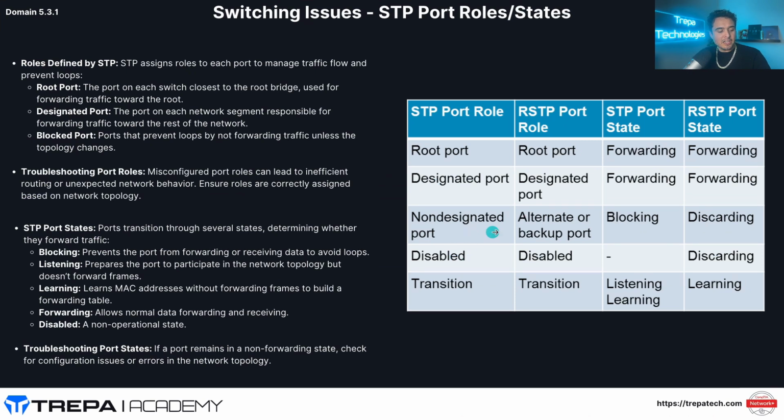And then the non-designated port, or the alternate or backup port, that's going to be in a blocking and discarding state. Blocking for regular spanning tree, discarding for rapid spanning tree. Means the same thing. They just gave it a different name, right? But what's different with rapid spanning tree is that non-designated port becomes a backup. So if our root port fails, like physically comes down, whatever the case may be, this is our backup port, right? Or that becomes a designated port, whatever the case may be. And then we just have disabled, right, discarding.